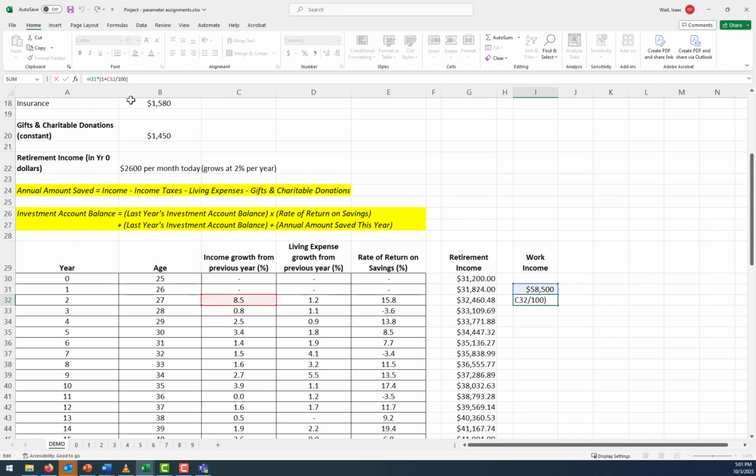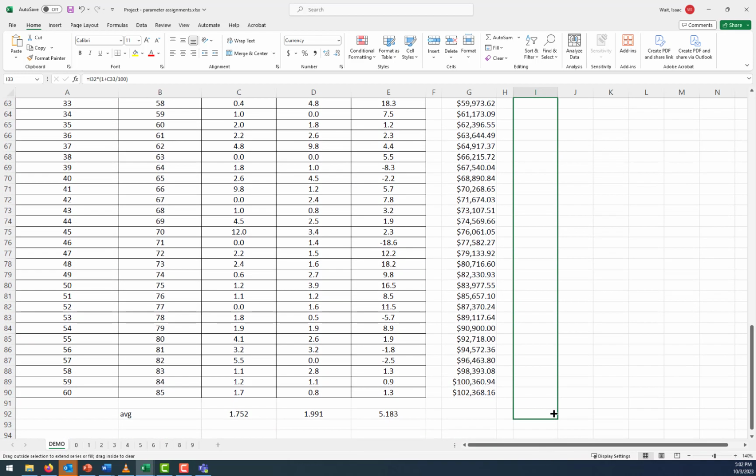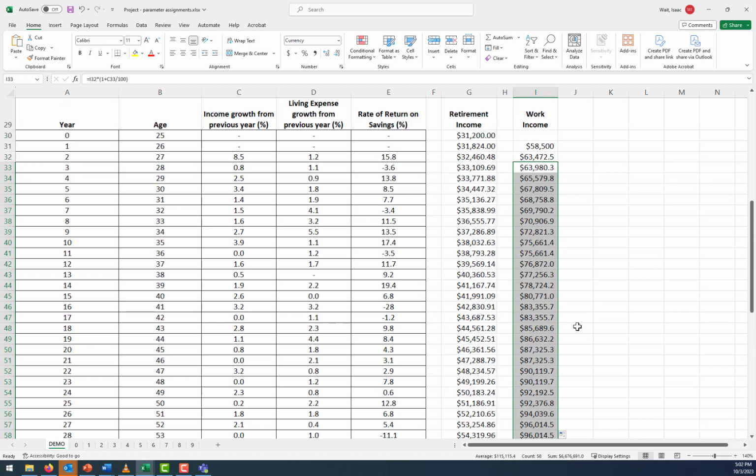So I need to divide by 100 to make it a percentage. 58,500, 8.5% more means that at the end of the second year, they get a payment for their work, and the amount they get in the second year is $63,472.50. Okay, so if I drag this equation down, then the next year it's going to be using the previous year's income plus 8.5% more. And so this trend can continue all the way down throughout time.